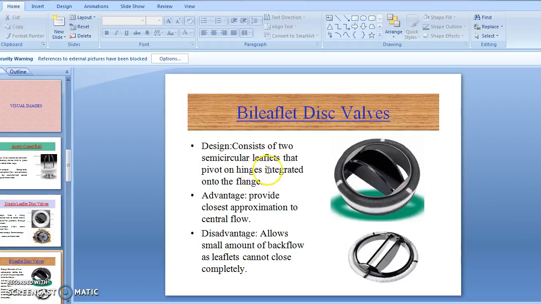The third type will be bi-leaflet disc walls, which mainly consist of two semicircular flaps, and the advantage is it provides the closest approximation. It mainly allows the central flow of blood, and the major drawback is it allows a small amount of backflow to the atria.